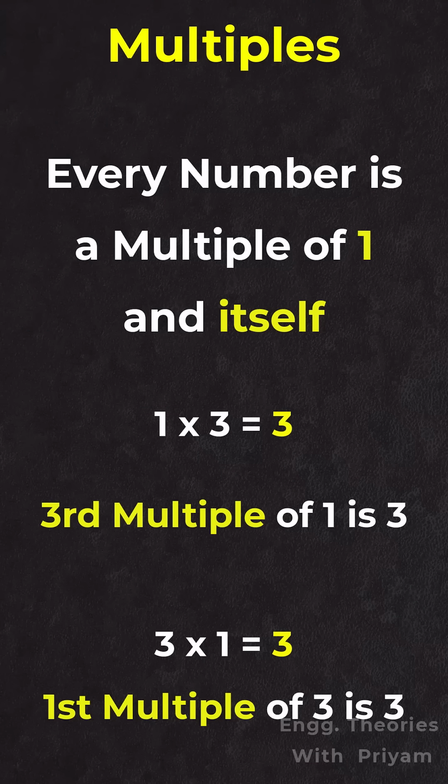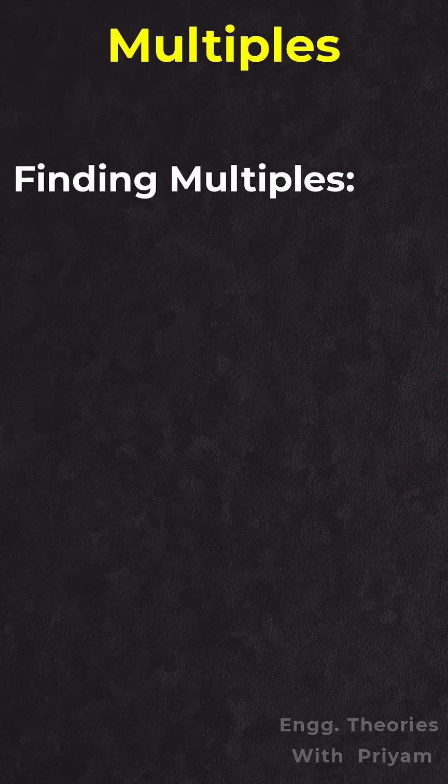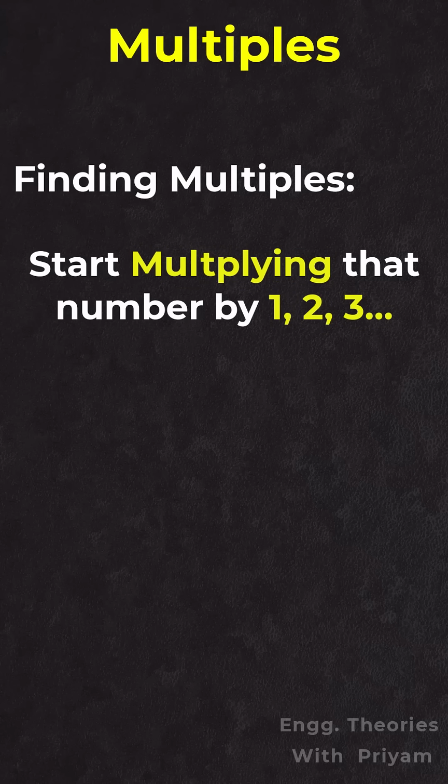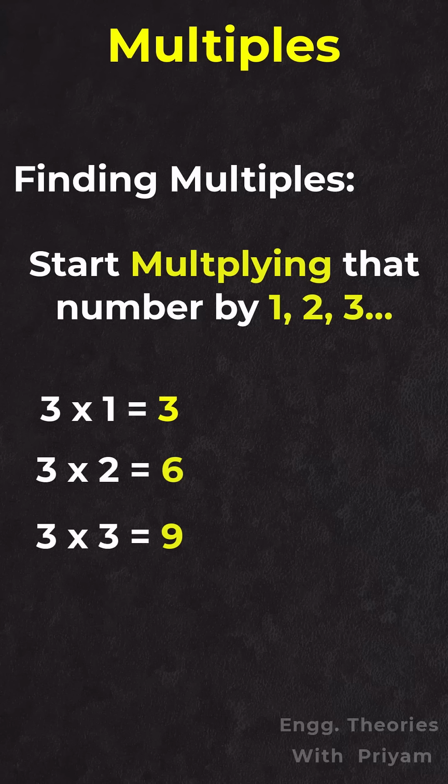To find the multiples of a number, we need to start multiplying that number by 1, then 2, then 3, and so on. This will generate an infinite list of multiples. For example, multiples of 3 are 3 times 1 is 3, 3 times 2 is 6, 3 times 3 is 9, and 3 times 4 is 12, and so on.